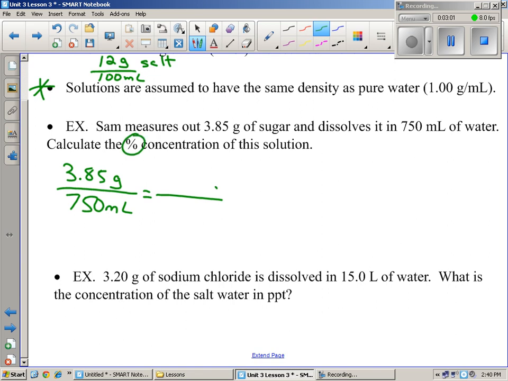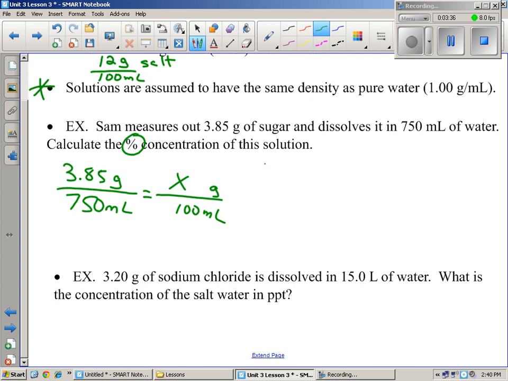Percent means grams out of 100 milliliters, right? That's what percent means, grams out of 100. So how many grams should I put into 100 to make it equivalent to 3.85? And once again, there's lots of ways you can do this, okay? This goes back to Unit 2, right? But there's lots of ways you can do this. You can say this is 7.5 times less, so that's got to be 7.5 times less. It's equivalent fractions, guys. Cross multiply and solve if you want, whatever you wish to do.